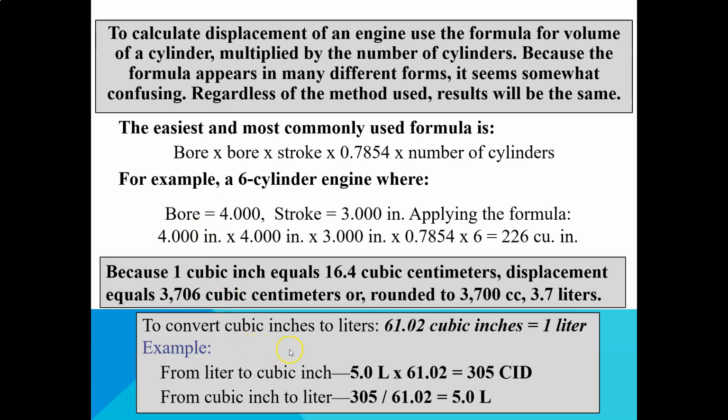And to convert cubic inches to liters, right, 61.02 cubic inches equals 1 liter. For example, 5 liters times 61.05 equals 305 cubic inches of displacement. 305 divided by 61.02 brings you to 5 liters of displacement. So every one of you can take your engine and change it from however it's calculated as and turn it into whatever, and then you can buy a label or a badge from a different car and stick it on your car and still be honest.